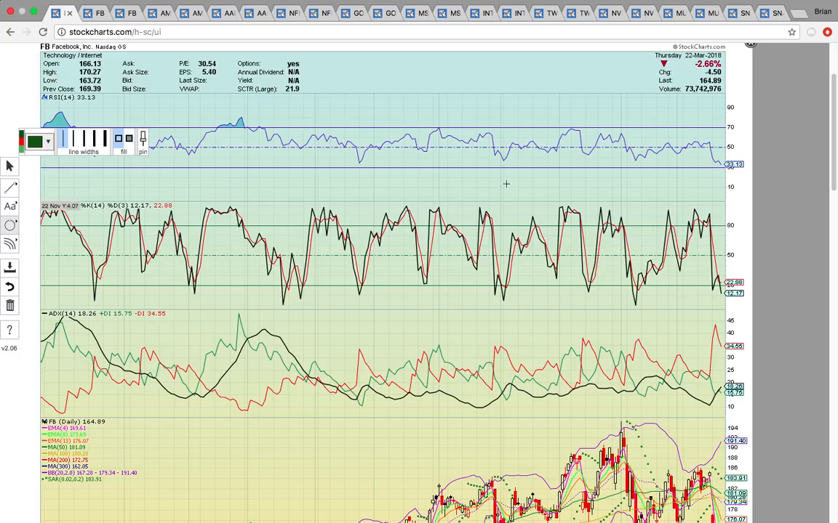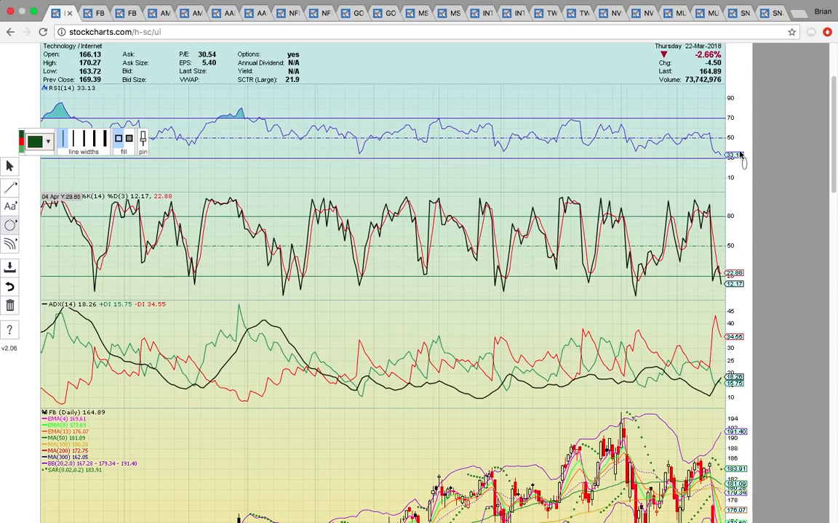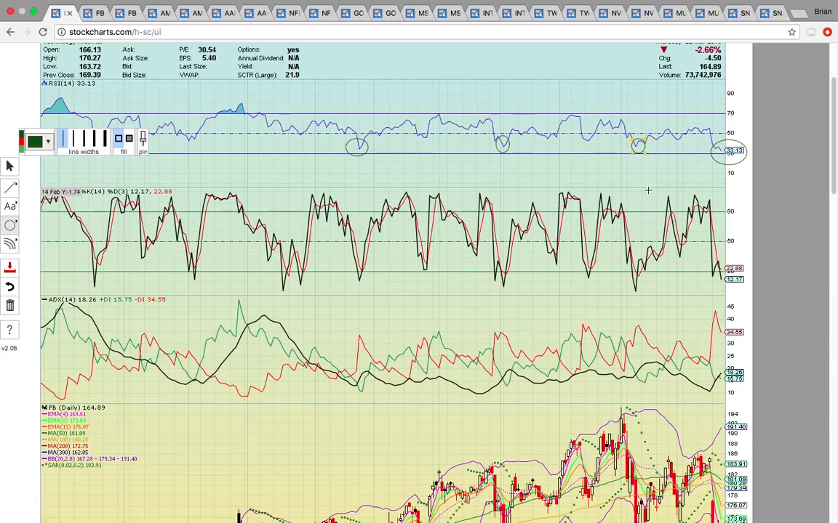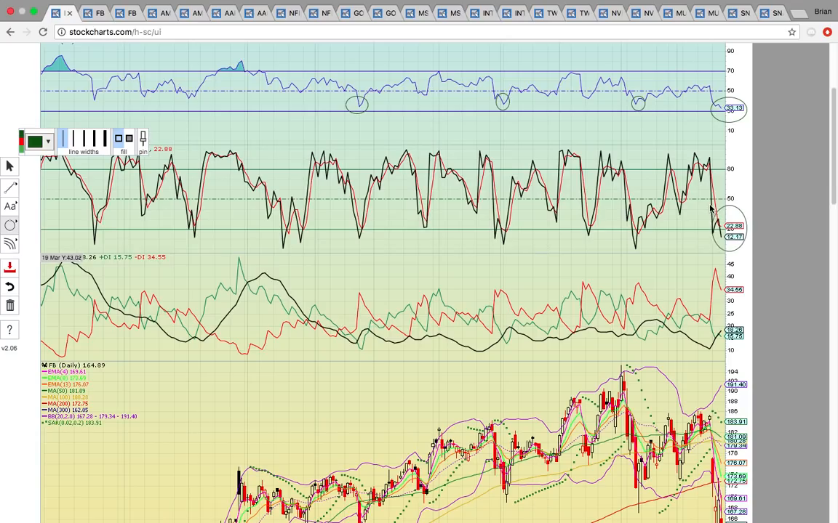Okay, so first up we're going to look at Facebook, and the first thing that I'm noticing on these technology charts is the level for Fast Stochastic. You can see RSI here is at 33, so it's getting close to that 30 oversold level. Usually when RSI gets down here, Facebook tends to get a bounce. Now look at Fast Stochastic down here. It's below 20, which is the oversold level.